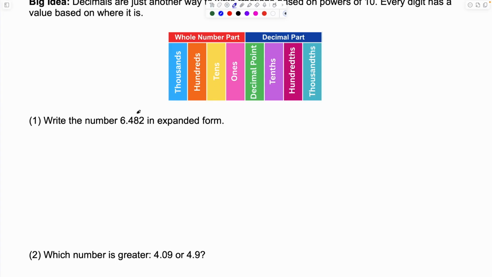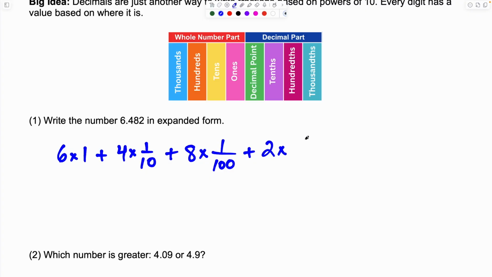So if I'm writing this out, we have 6 ones, so I have 6 times 1. And then plus the 4 is actually in the tenths place right after the decimal, so this would be 4 times 1/10. And then plus the 8 is in the hundredth spot, so we have 8 times 1 over 100. And then plus the 2 is in the thousandths place, so we get 2 times 1 over 1,000. This is the actual meaning of each of these digits in the number 6.482, and this would be the expanded form.